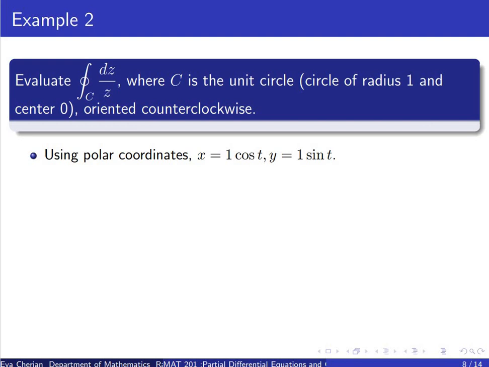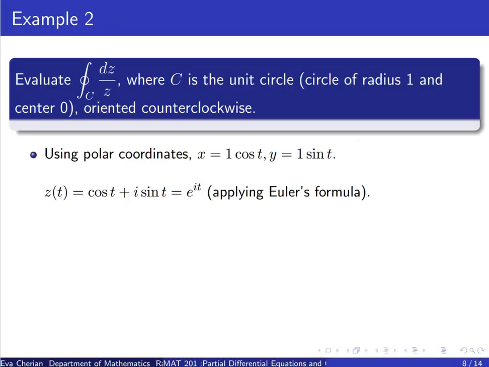In polar coordinates, a point on the unit circle can be represented as x equal to 1 cos t, y equal to 1 sin t. Then z of t, which is x plus iy, is cos t plus i sin t. If we also apply Euler's formula, z of t is just e raised to it.